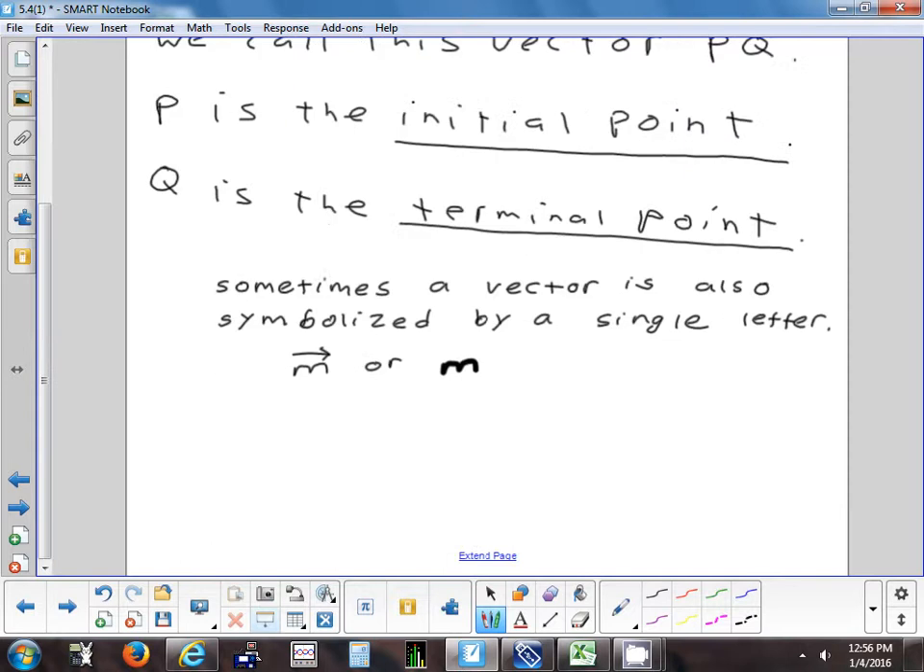So if we're going to represent a vector as a single letter, there's 2 ways you can do it. The first way, which is easier for me on the smartboard, is just a normal letter with an arrow on top. That means that this is a vector. Vector M. What is vector M? I don't know. I don't have a picture of it. Or you can do a bold letter. I show you the bold one because that's how your book does it. So anytime you see a bold letter, that's a vector.